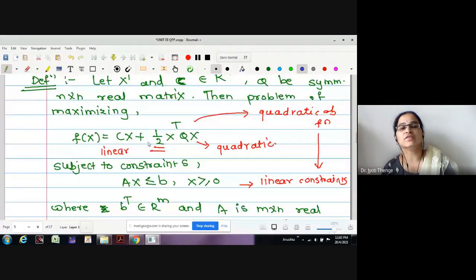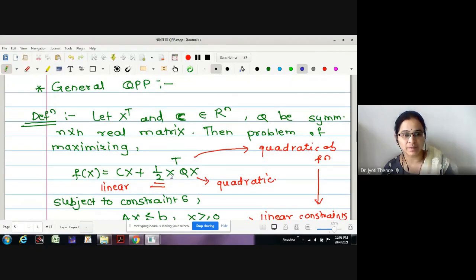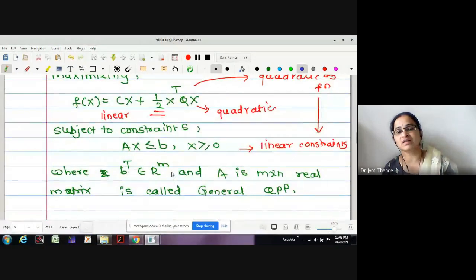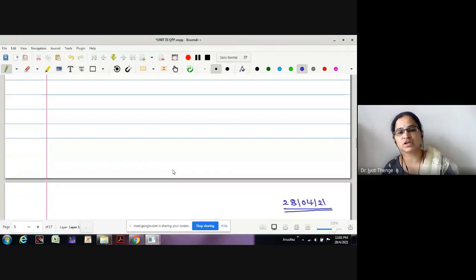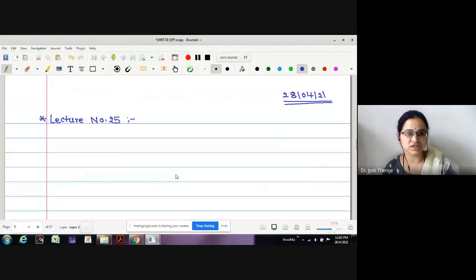Therefore, a general quadratic programming problem is a programming problem in which the objective function is quadratic, but the constraints of the given programming problem are linear. This is what a general QPP is. Now in today's lecture, we are going to understand how the quadratic programming problem can be solved.